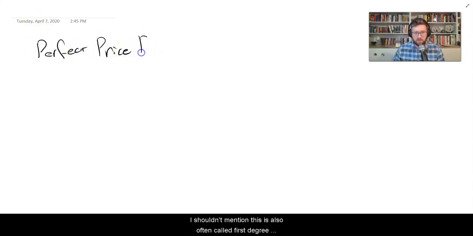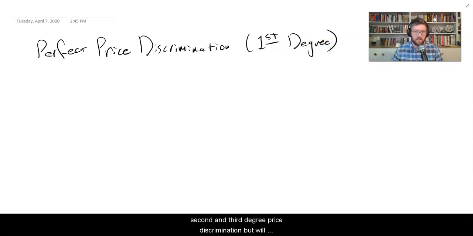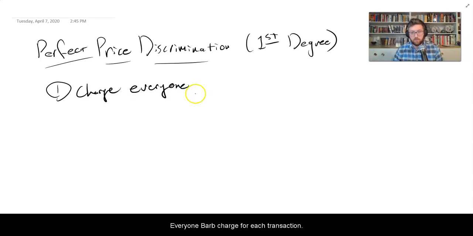I should mention this is also often called first degree price discrimination, although that's not the terminology I'm going to try and use here because I don't think the degrees are very intuitive. There's first, second, and third degree price discrimination, but we'll call them by names that are a bit more descriptive. So perfect price discrimination, you're going to charge everyone, or charge for each transaction, the willingness to pay.